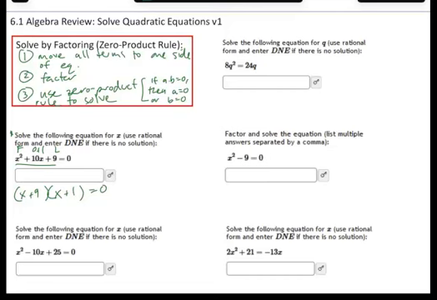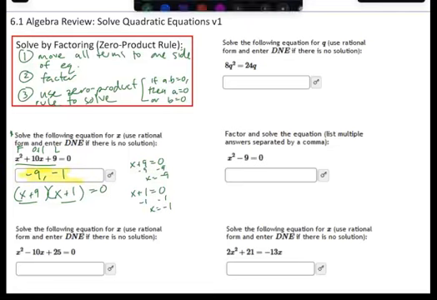Now, if you're not already comfortable with mental math, what you could physically do is take each of these factors, x plus 9, set it equal to 0, x plus 1, set it equal to 0, and solve. Here we subtract 9 from both sides, and here we subtract 1 from both sides. And so we get our solutions, negative 9 and negative 1. Those would be our answers.